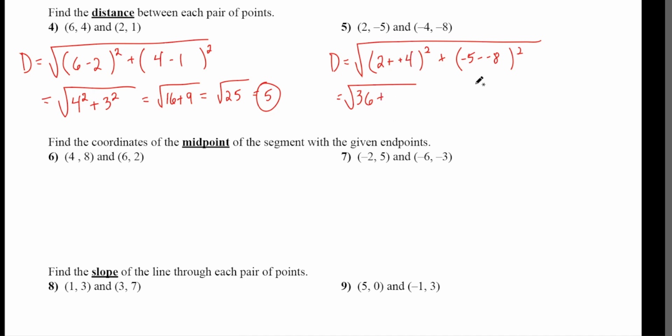Plus. What's this going to be? Minus a negative goes to plus. Negative 5 plus 8 is 3. And what's 3 squared? That's 9. And what's 36 plus 9? It's 45. Is there a number multiplied by itself that equals 45? No. Okay. Now, 9 times 5, but are they the same two numbers? No, they're not. All right. So I'm just going to leave it like that.